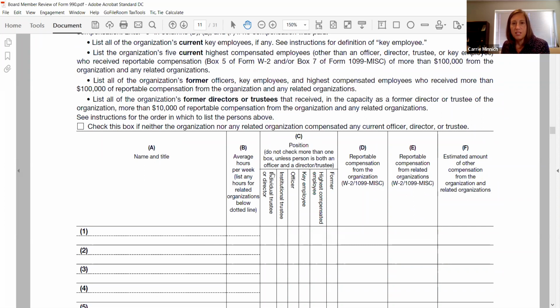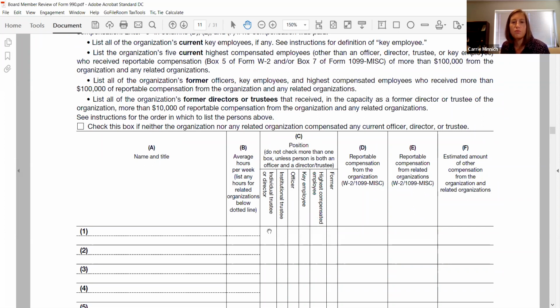Column C has 6 or 7 different positions that the individuals listed in this section may be listed as. And I see this section sometimes get confused, so we're going to take a little bit of time here to go over these.